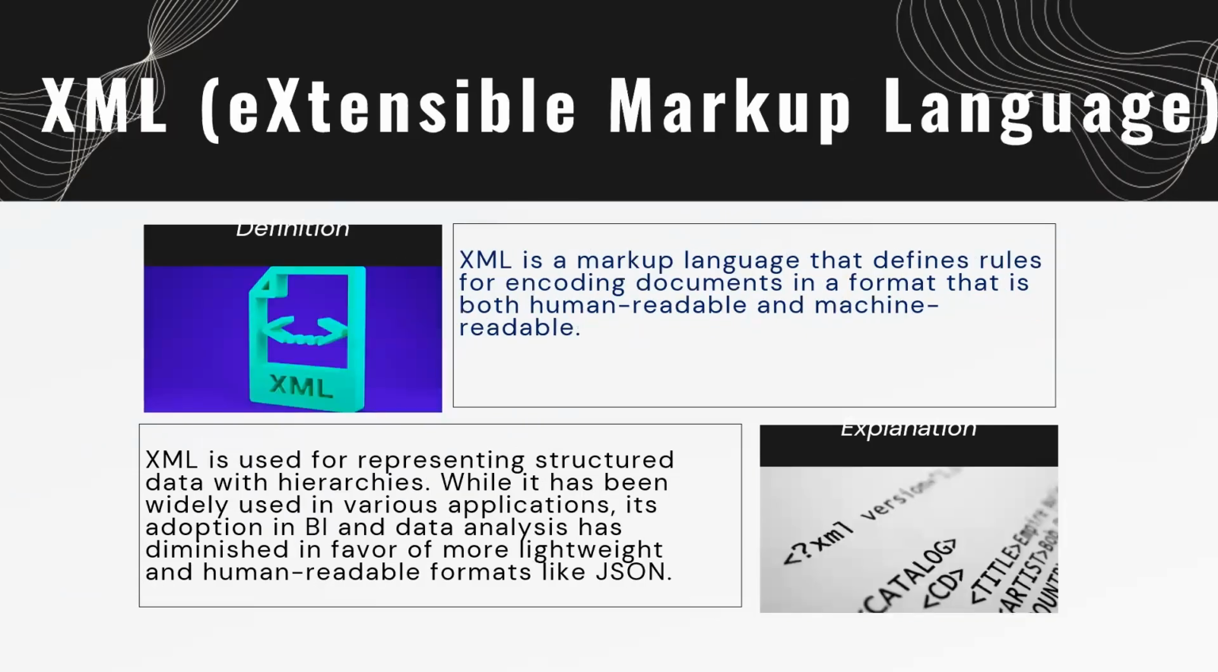Then we have XML. This is also like the JSON file. XML is a markup language that defines rules for encoding documents in a format that is both human readable and machine readable. XML is used for representing structured data with hierarchies.